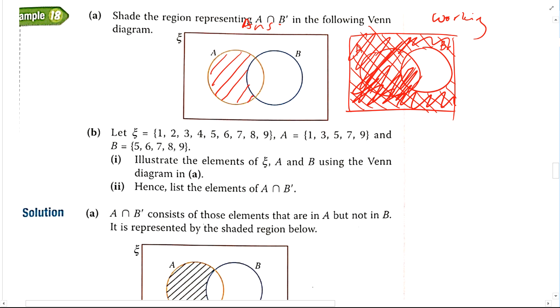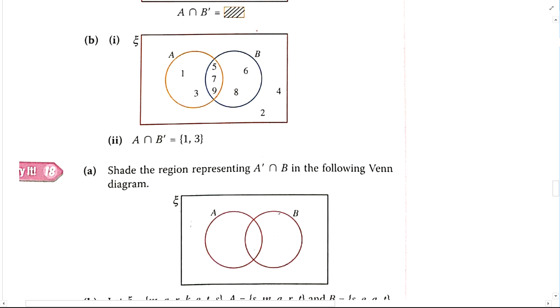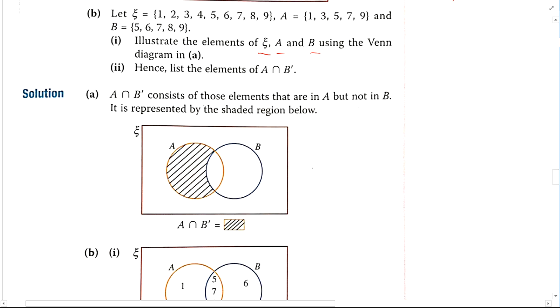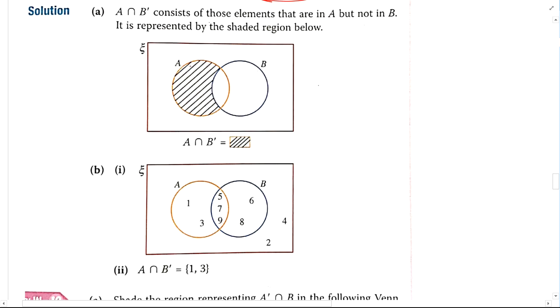So part B, illustrate the elements of universal set A and B using the Venn diagram in A. So here we just put on all the numbers inside B part 1, and hence list the elements of A intersect with B complement. A intersect B complement is already shaded over here. Now I want the elements found inside A intersect B complement, meaning in this shaded region, I want the values over here only, the shaded part, which gives me only 1 and 3.